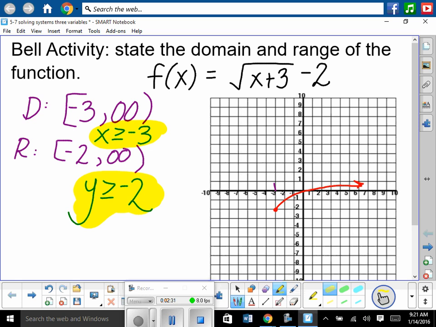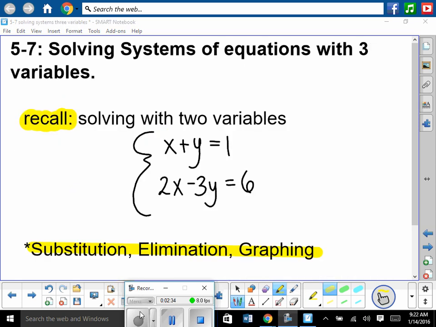Okay, so let's get to what we're learning today. First of all, we're doing 5-7, solving systems of equations, and now we're going to have 3 variables today. So we're going to be solving systems of equations with 3 variables.